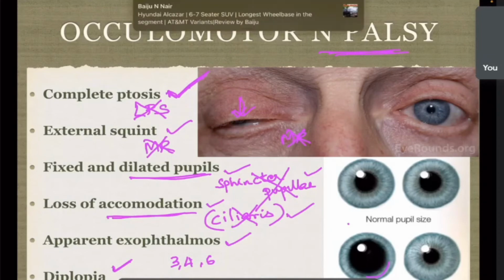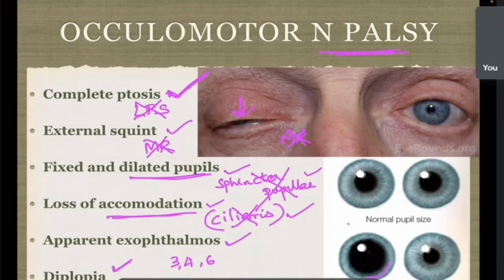What is accommodation? So you are able to focus something which is in the distant view. And when that object comes very near to you, you can still focus the object clearly, right? So the ability to shift that focus from a far object to a near object, that is known as accommodation. And which is the muscle responsible for accommodation? Ciliaris muscle. So when that muscle is paralyzed, you will get loss of accommodation.